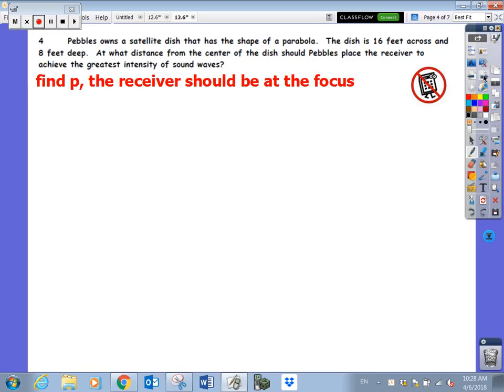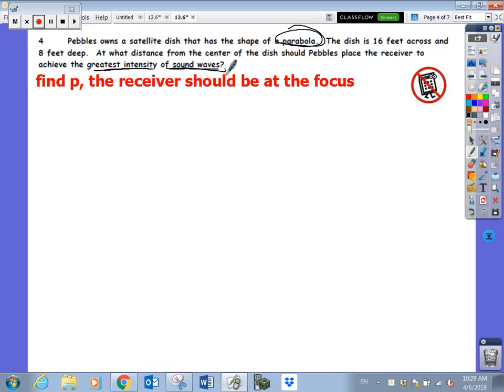It wants to know what distance from the center of the dish Pebble should place the receiver to achieve this intensity of sound. On these problems, anytime it's something parabolic, the shape of a parabola, and it talks about the greatest intensity of sound waves or radio waves, what you're really looking for is the focus. That's going to be the point where any kind of receiver is placed. Sometimes you'll see those DirecTV or Dish ones, those little gray ones, with a little thing sticking out of it. That little thing sticking out of it is the focus.